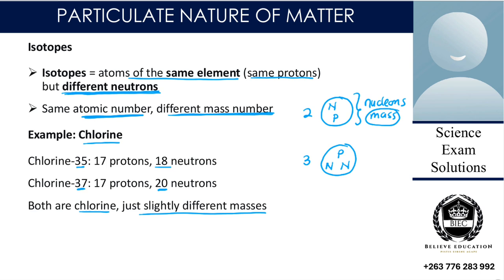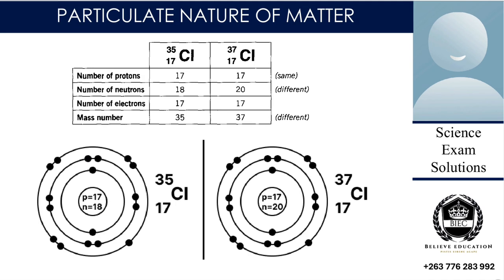So let's look at an example. This is how we find chlorine on the periodic table. You see chlorine on your periodic table like this. The 17 is the number of protons, which is the proton number, and this 17 is also equal to the electron number, which is the number of electrons. Then the 35 and 37 are our masses.